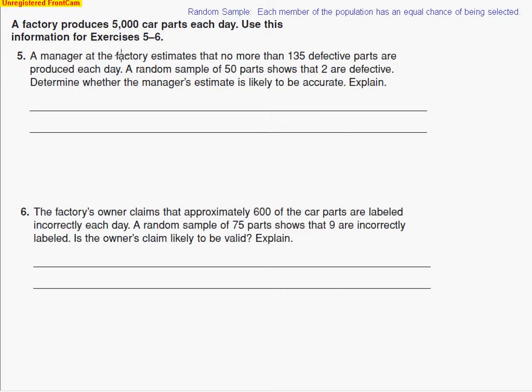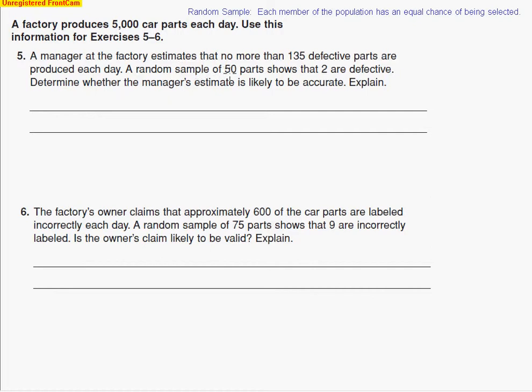It talks about a manager at a factory who estimates that no more than 135 defective parts are produced each day. Well, how can we prove his claim is right? He's just saying this. Well, that's what they ended up doing here. They took a random sample. And a random sample means that, again, each member of that population had an equal chance of being selected. So a random sample is always good.